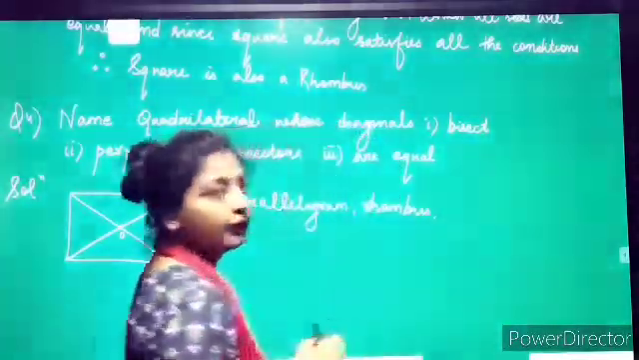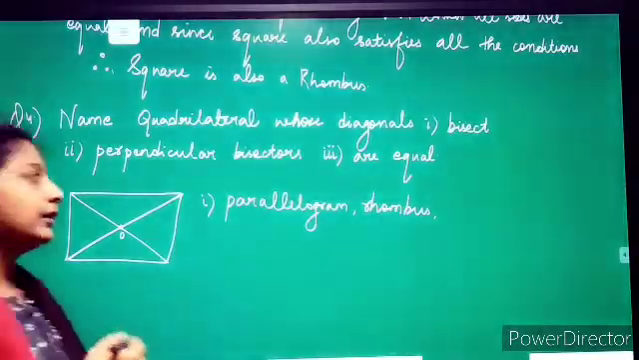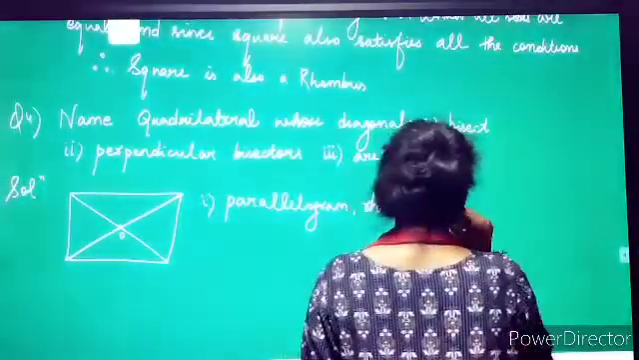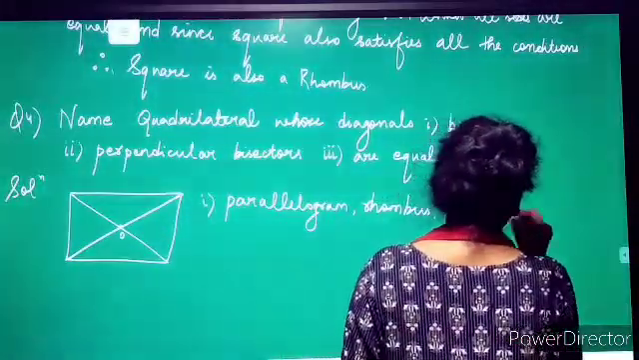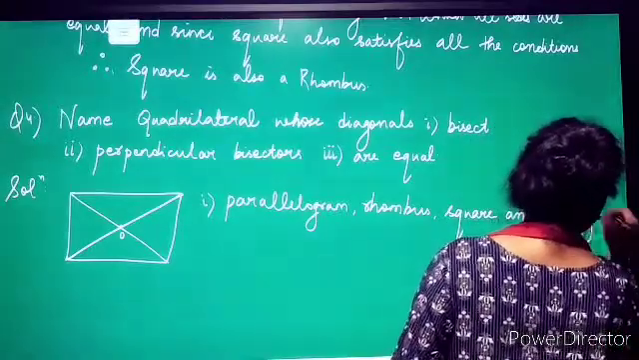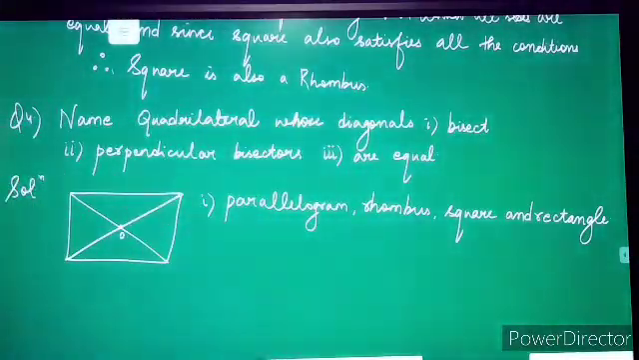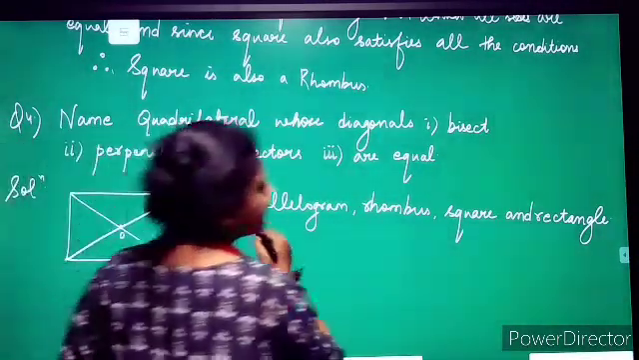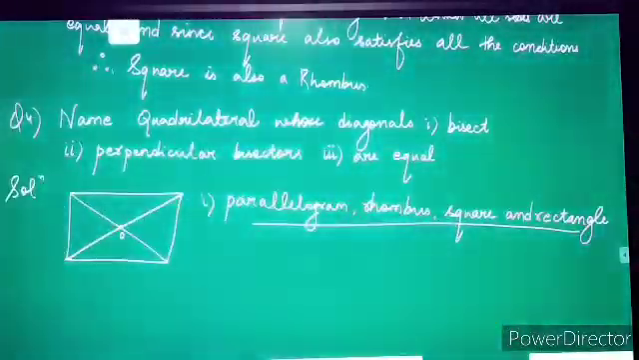Then again, square and rectangle, they are also special kinds of parallelograms. So here we can write square and rectangle as well. So the answer for the first part has to be parallelogram, rhombus, square and rectangle. In all of these quadrilaterals, the diagonals always bisect each other.